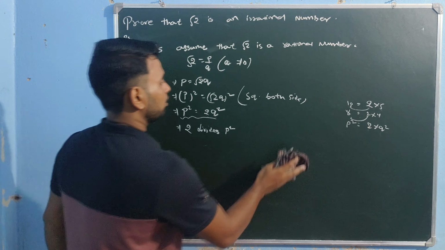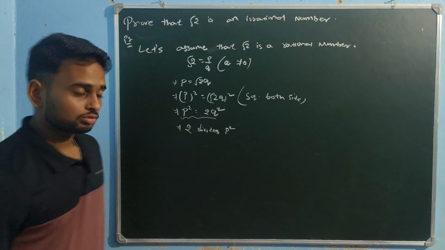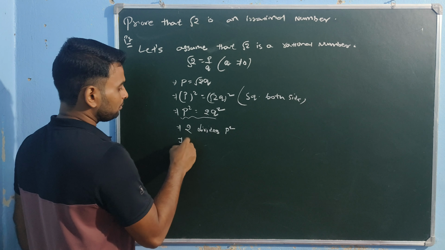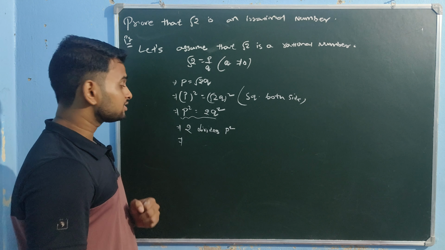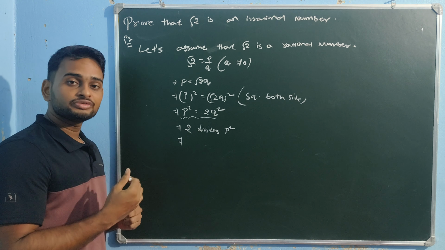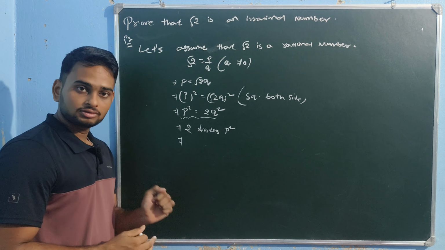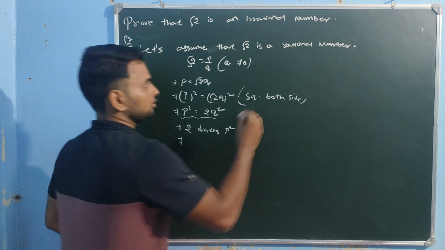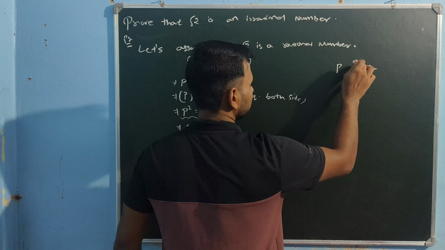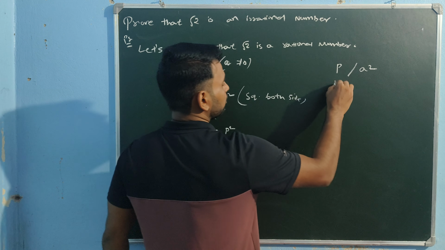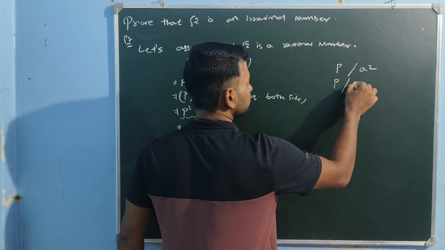Then there is a theorem: if a prime p divides a square, this is the symbol of divides, then the same prime p also divides a.